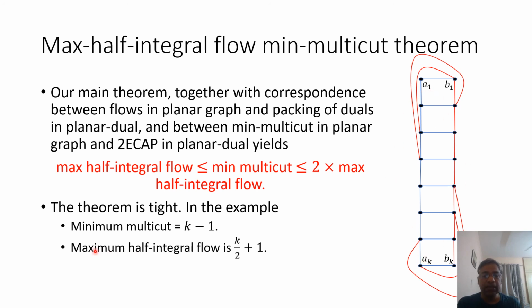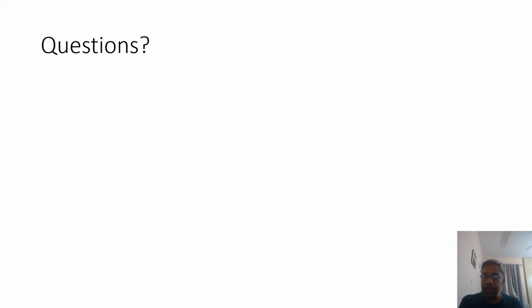In this example, the minimum multicut is of size k minus 1. You have a maximum half integral flow which is k by 2 plus 1, and so there's a gap of 2. So that's all I have to say.